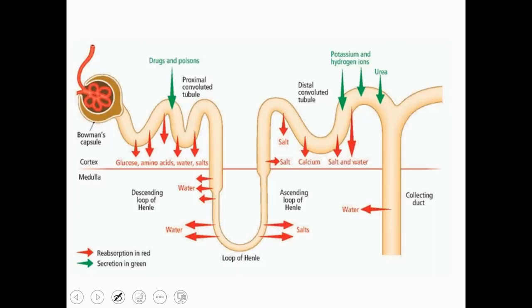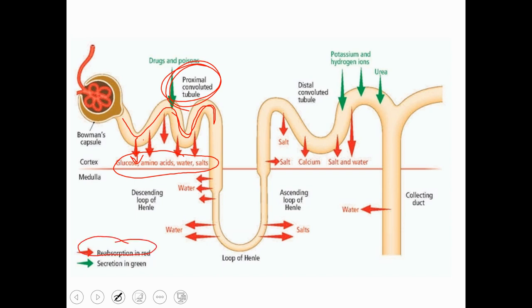Okay, so here, this is where we were. Proximal convoluted tubule. You can see that glucose, amino acids, water, salts, a lot of this other stuff comes directly from here, the soon to be urine. So that's what we call filtrate. We're going to take stuff from in there and we're going to absorb that back into our blood. So reabsorption in red. And then we're also going to take those drugs and poisons and we're going to put those directly into this filtrate. So then it hopefully gets out of our system.